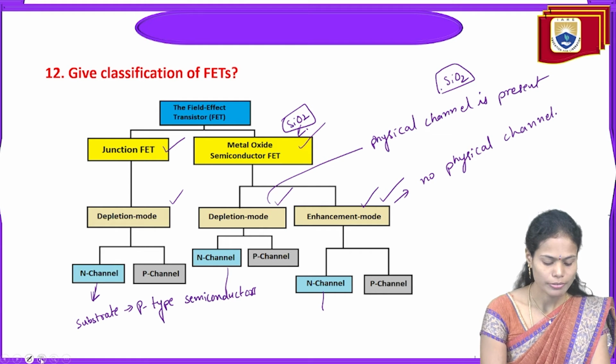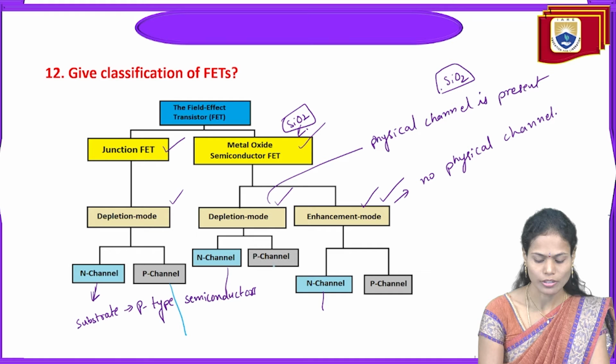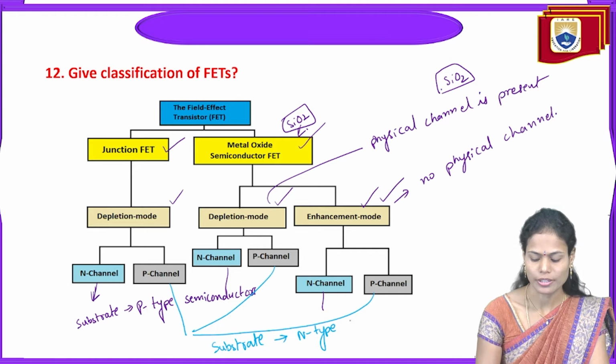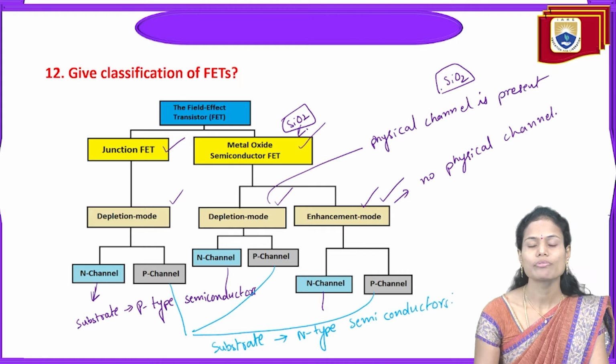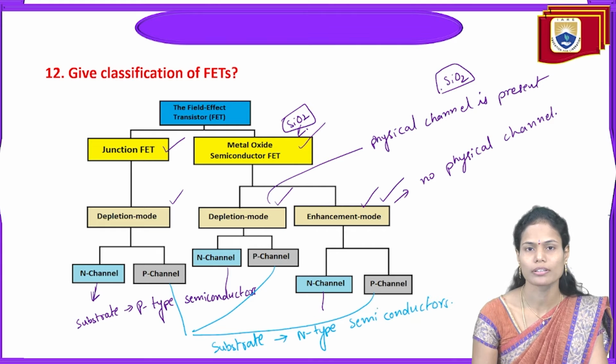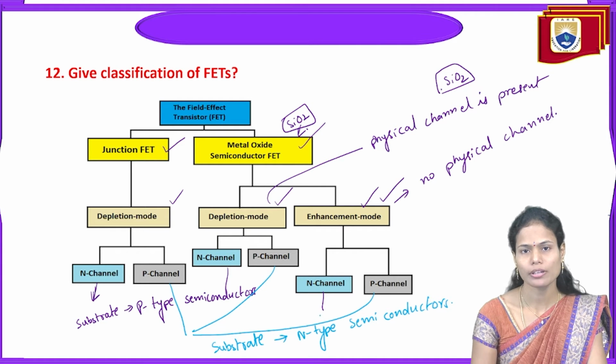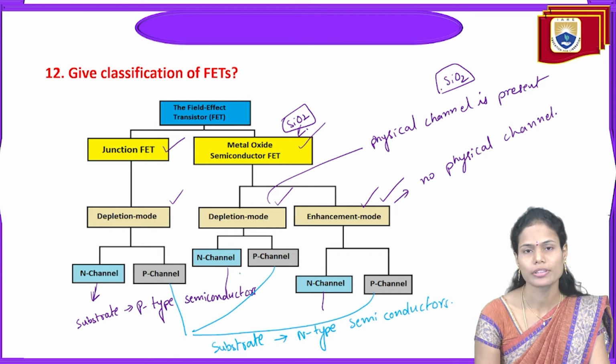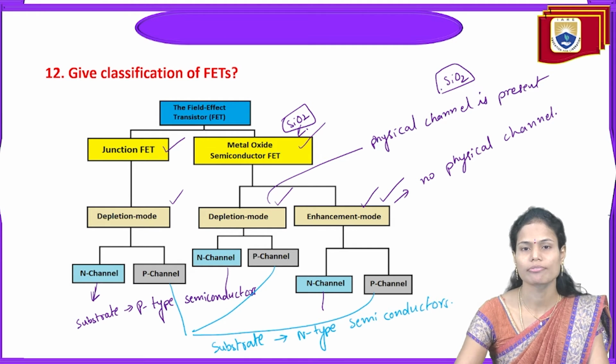While in the case of P channel FETs, in all the cases, the substrate material is the N type of semiconductor material. So once the substrate is N type, obviously the channel is opposite to that, that is P type, or P type charge carriers will flow in the channel, that is holes. Holes are the majority carriers in the P channel and electrons are the majority carriers in the N channel FETs. So these are the different types of FETs.